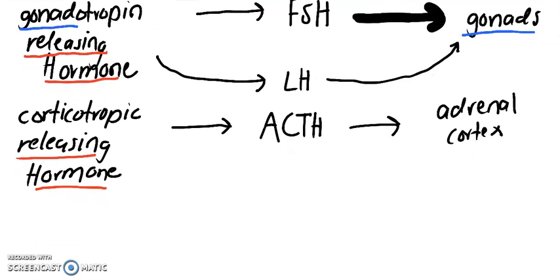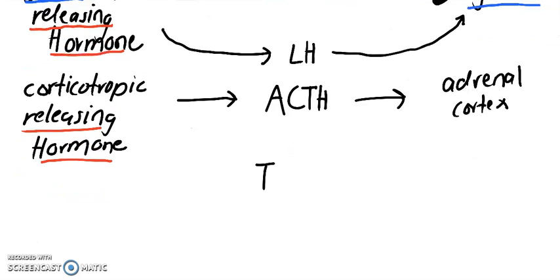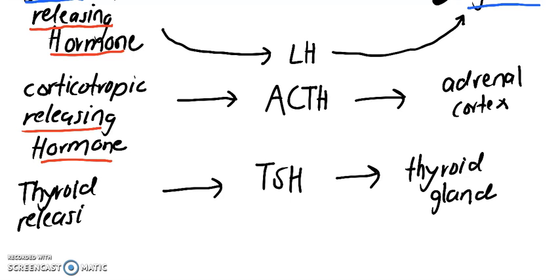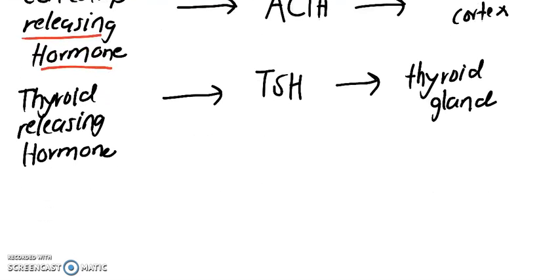Okay, next was, this one's pretty simple. For thyroid stimulating hormone, the name tells us this is going to go to the thyroid gland. The command hormone for this is actually just called thyroid releasing hormone. So not too bad. Thyroid releasing hormone. Okay, next is the P in FLAT PEG. Now here is the important exception.